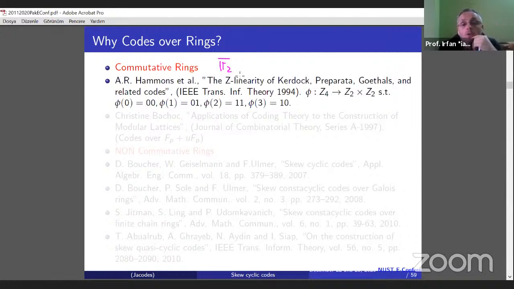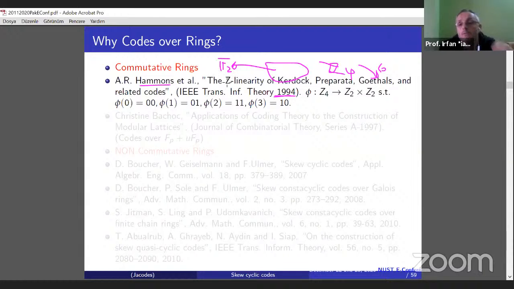But we would like always to have larger, if possible, rings or fields, and then come back to the binary, I mean, project down and understand it. And in 1994, this is a milestone paper by Hammons and his colleagues. They picked a Z4 submodule, and then they used a map, the Gray map. We are going to hear about this, and map it down to Z2 or F2.